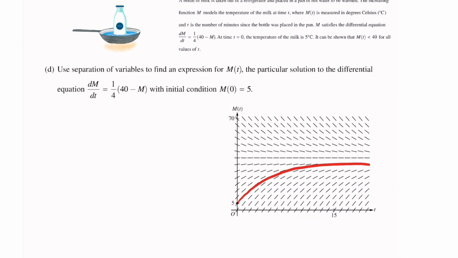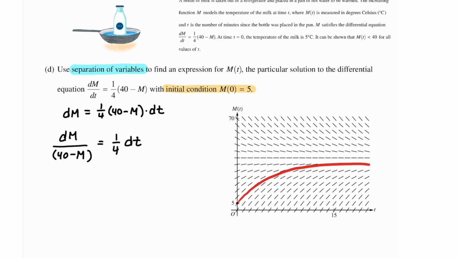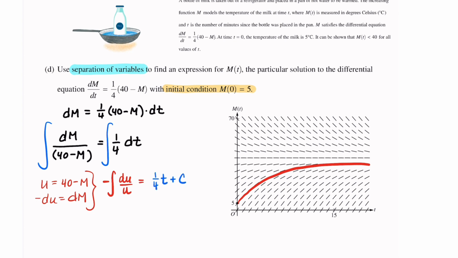Now, using the separation of variables method, we want to find an expression for m of t, the particular solution of the differential equation that we were given, with the initial condition m of 0 is 5, which is our vertical intercept. We want to separate out the variables of m and t to different sides of the equation, and then apply integration on both sides of the equation. Here we're going to have to use a u substitution. We'll let u equal 40 minus m. And from this, we'll get negative integral of du over u equals 1/4 times t plus some integration constant.